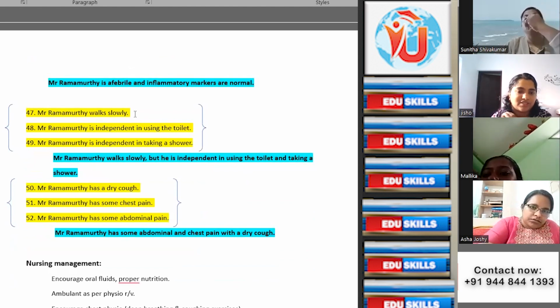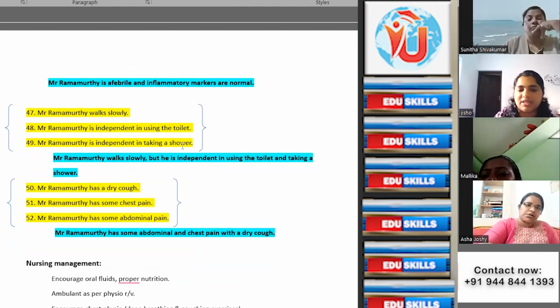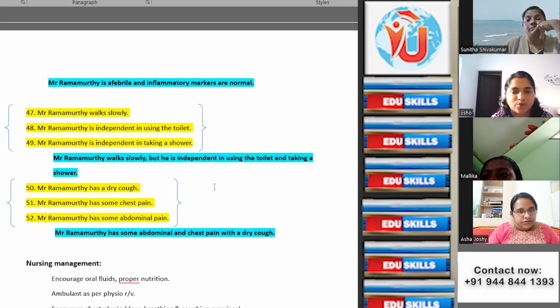Again, Mr. Ramamurthy walks slowly. Mr. Ramamurthy is independent in using the toilet. Mr. Ramamurthy is independent in taking a shower. Here we can write as: Mr. Ramamurthy walks slowly, but he is independent in using the toilet and taking a shower. Here, but is used as a conjunction.